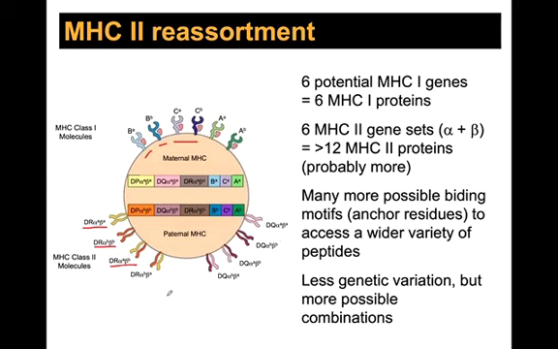And because of that, for MHC2, you actually have at least 12 different MHC2 variants, and possibly more if, for example, a DQ alpha could bind with a DR beta. That has been shown to occur, but primarily the main variation occurs where you get reassortment of the DR in any individual cell. And so what does this tell you? Well, you end up with many more possible binding motifs. Instead of just 6 chances to present an antigen, you now have 12. So even though there's less genetic variation, there's more combination variation.